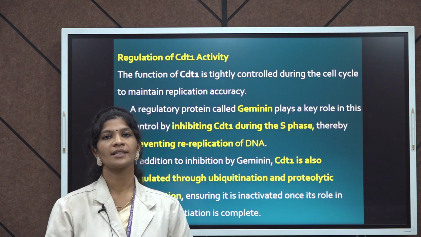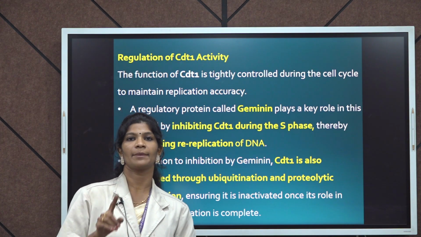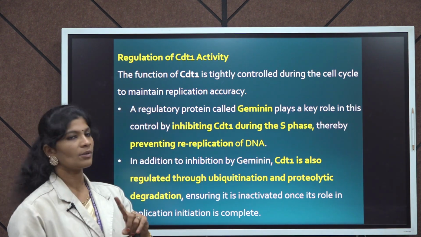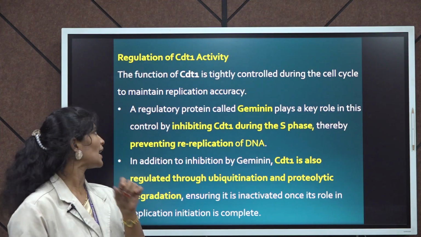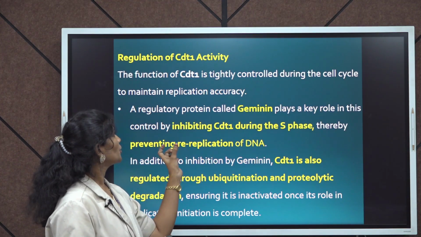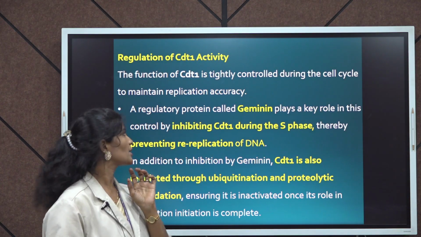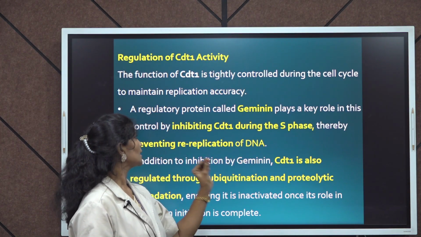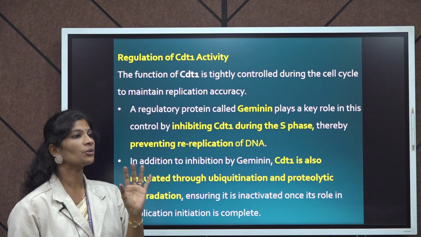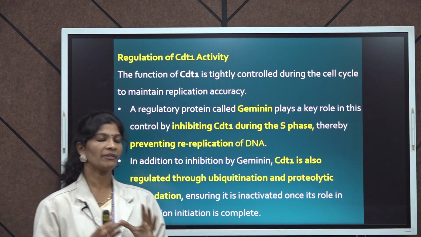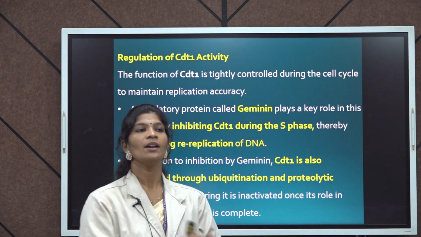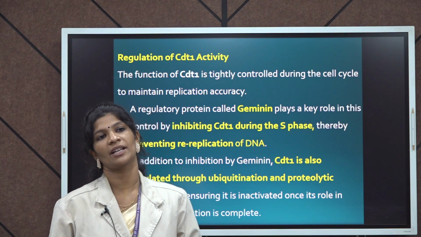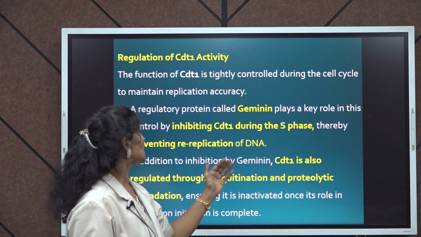As I discussed before, in the cell cycle the DNA replication takes place only one time, so it has to be controlled. The first one is regulation of CDT1 activity. It is tightly controlled during the cell cycle to maintain accuracy. It is controlled by a regulatory protein called geminin, which inhibits CDT1 during the S phase, thereby preventing the re-replication of the DNA. Once initiated, it has to be terminated. It should not revert back and do re-replication. This process is monitored by the geminin protein.